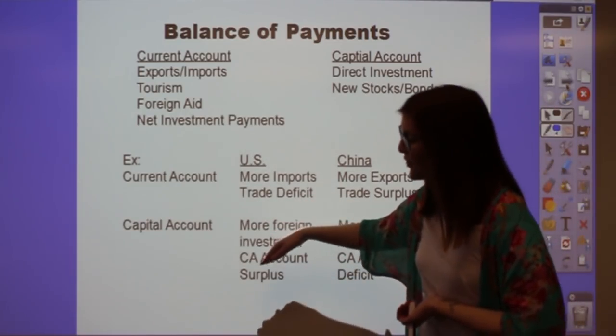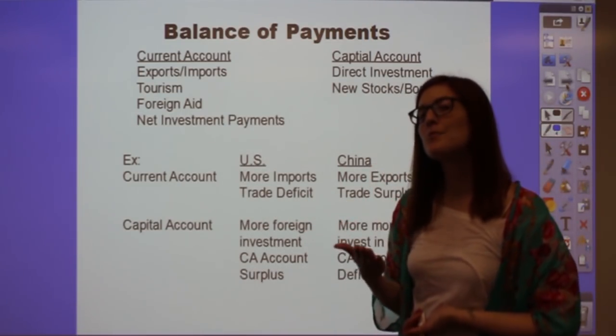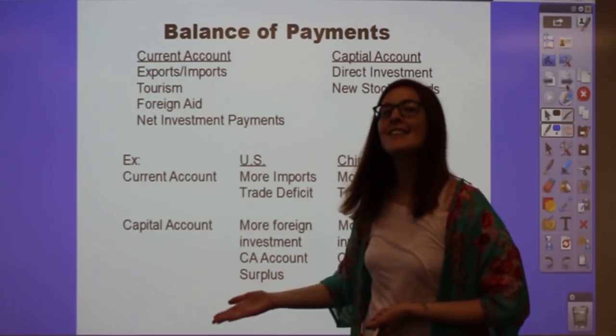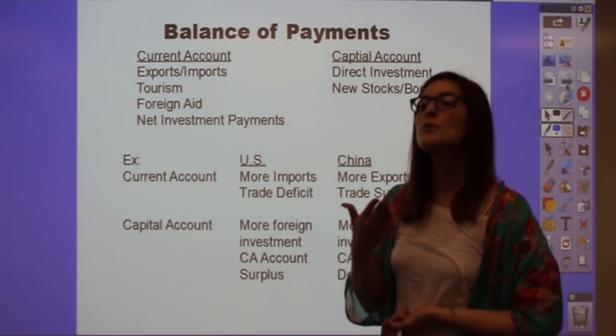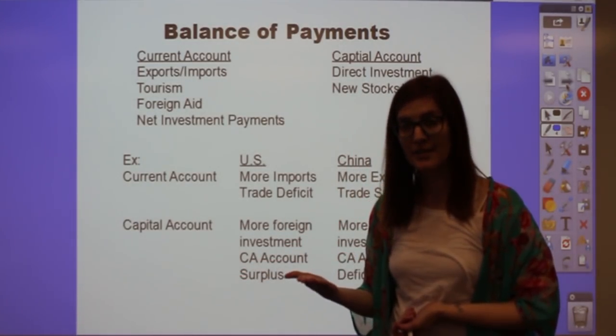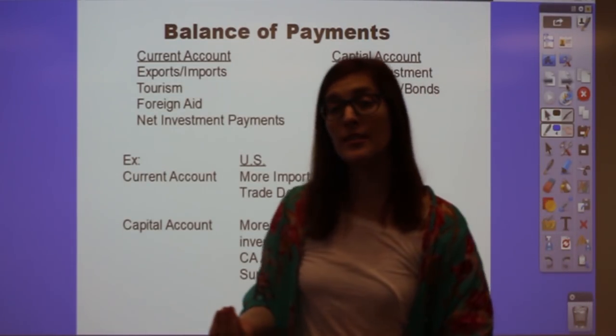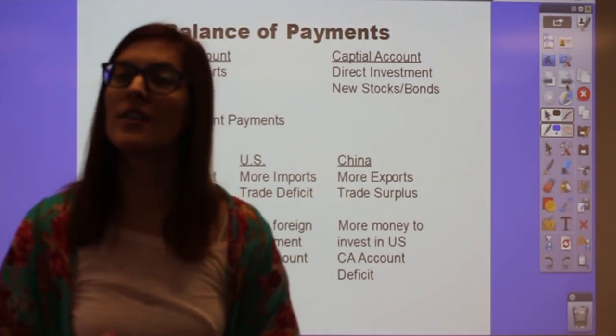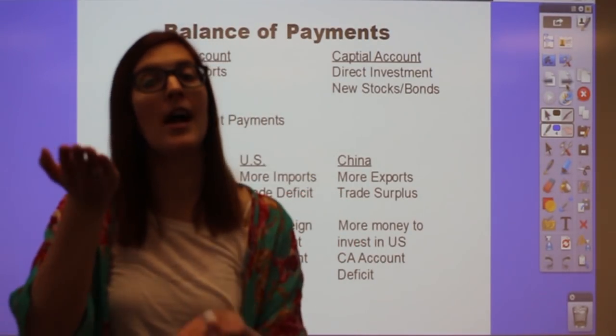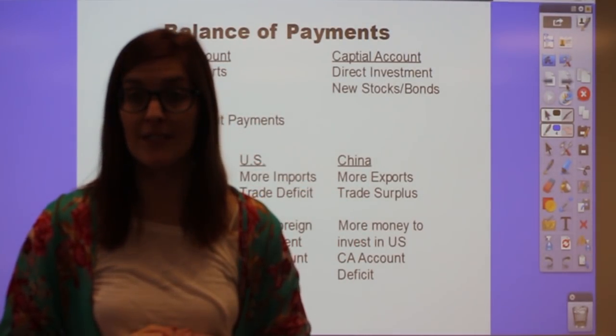Then we switch it over to the US. If China is investing more money in the US, that is an asset for the United States, which creates a capital account surplus. So this process makes it to where naturally, most of the time, current and capital accounts balance each other out. One is in surplus and one is in a deficit.